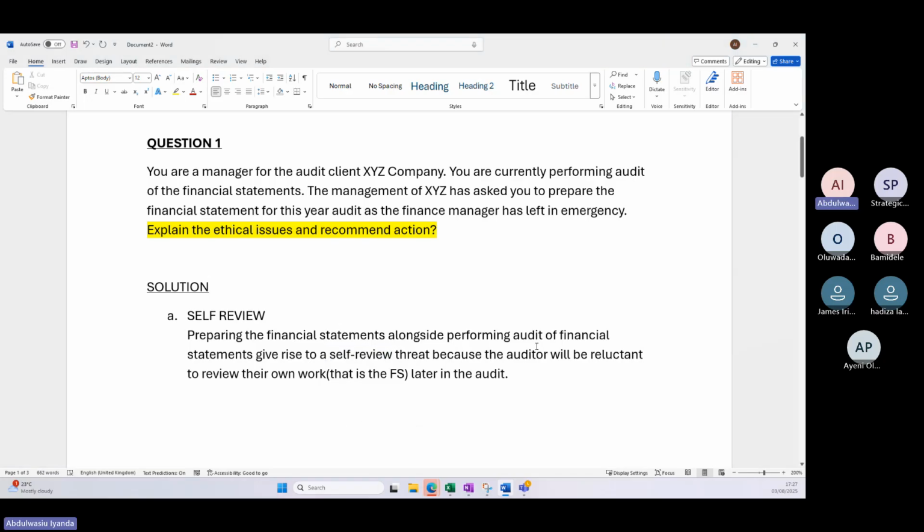So I think preparing the financial statement alongside performing the work of the auditor of the financial statement gives rise to self-review, right? Because the auditor will be reviewing their own work later in the audit. Okay, so what do you think we can do?